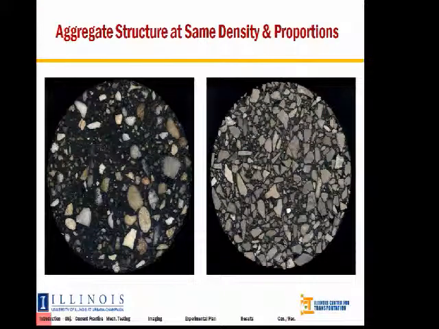This will show you how critical the internal aggregate structure can be. These are two different HMA specimens with the same density and same proportions. Okay, so we do actually have the same percentage of aggregate, same asphalt binder content, and compacted to the same density or percent air voids. And just looking at a simple cross-section of the two, they look quite different.